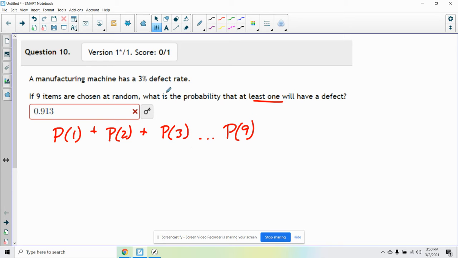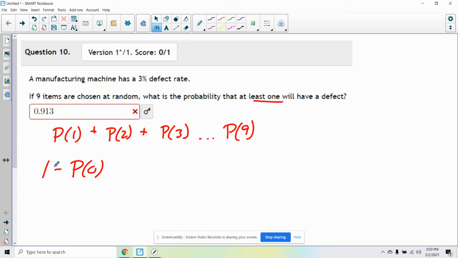So instead, I'm going to say, well, what's the only other option here? If at least one has a defect, the only other option would be that no items have a defect. Probability of 0 defects. That's the only other possibility. So I can just take 1 minus that.